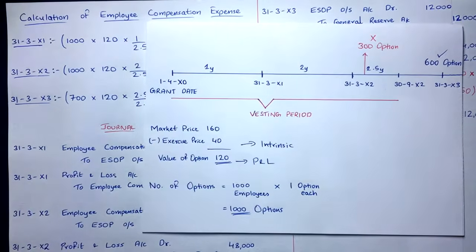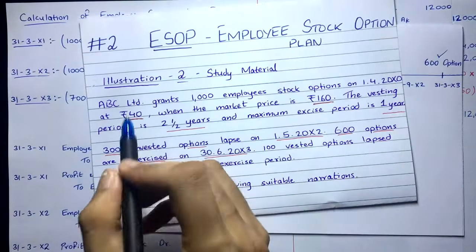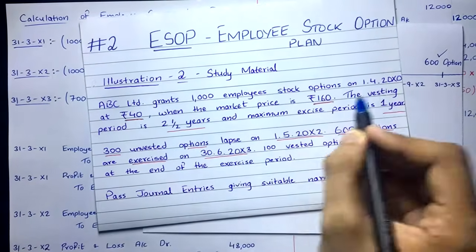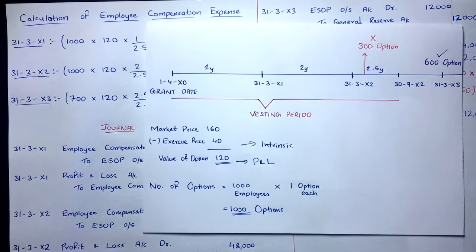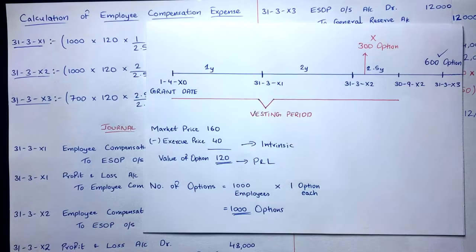In the question, they have said, where is the question? See here in the question what they have said. On 1 April 20X0 the exercise price was 40 when the market price is 160. So they are talking about this date, the grant date. So the grant date market price is important. The rest of the market prices are irrelevant to us. You have to completely ignore all those market prices.